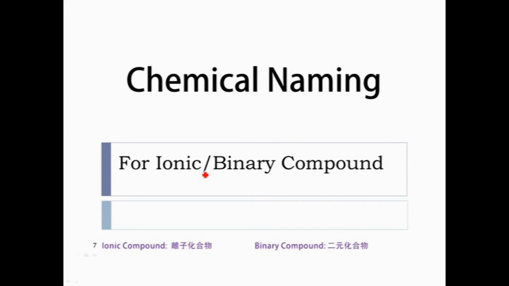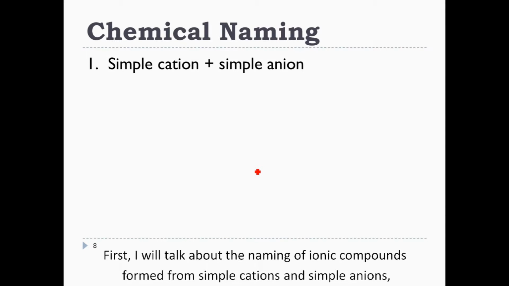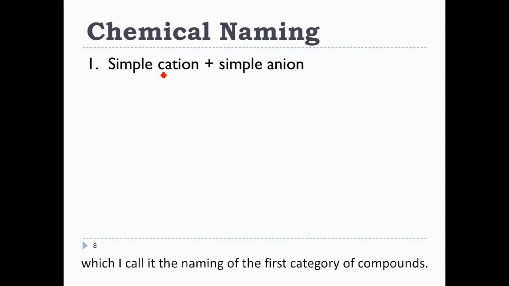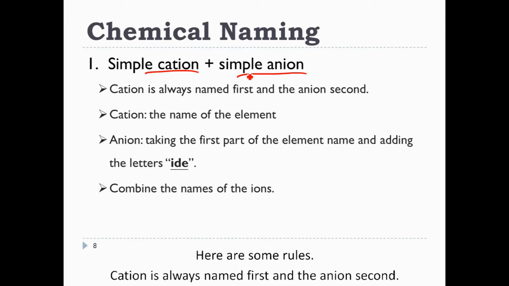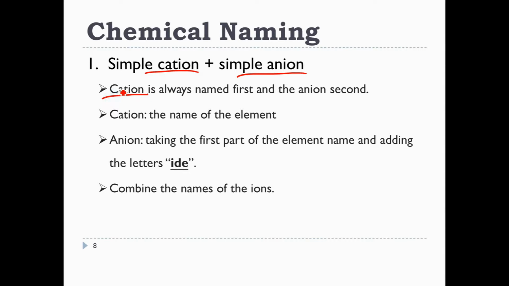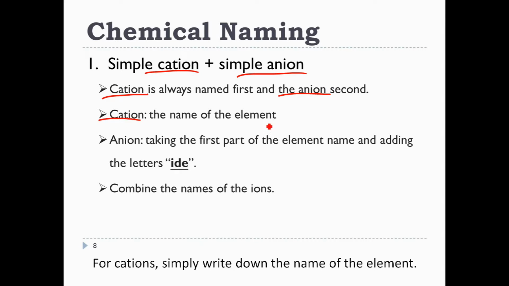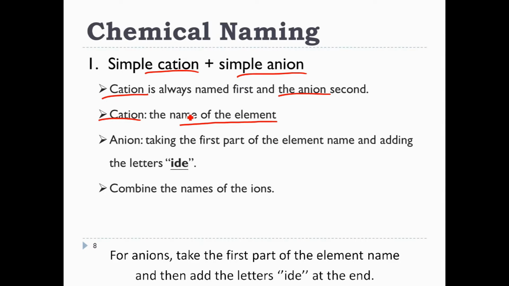If you want to know more about the naming of other compounds, such as organic compounds, you can watch the corresponding videos. First, I will talk about the naming of ionic compounds formed from simple cations and simple anions, which I call the naming of the first category of compounds. Here are some rules. Cation is always named first, and the anion second. For cations, simply write down the name of the element. For anions, take the first part of the element name and then add the letters IDE at the end.